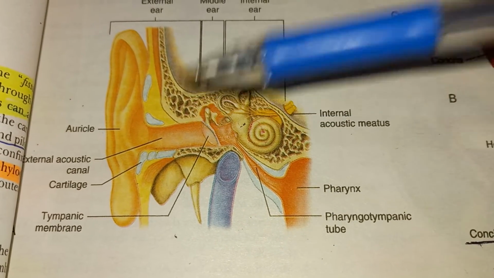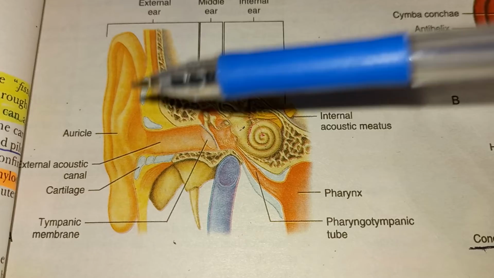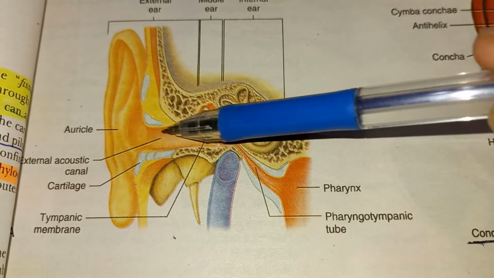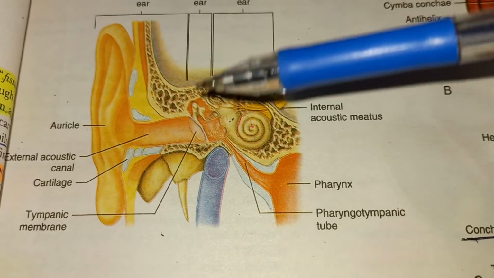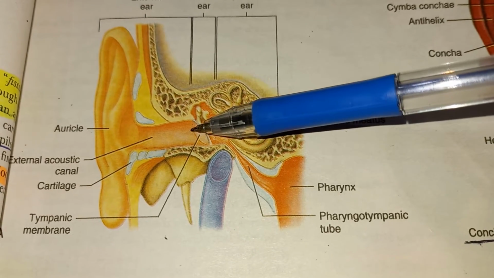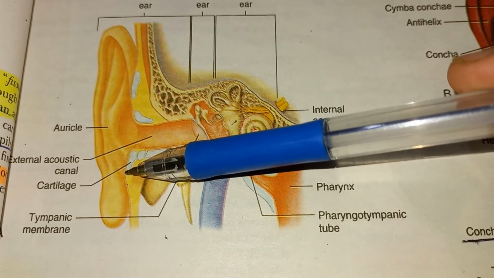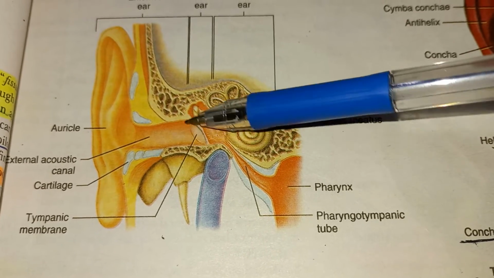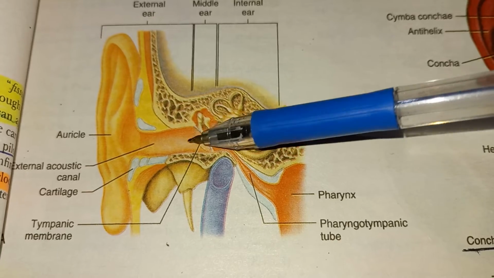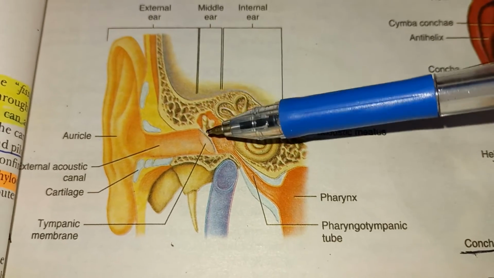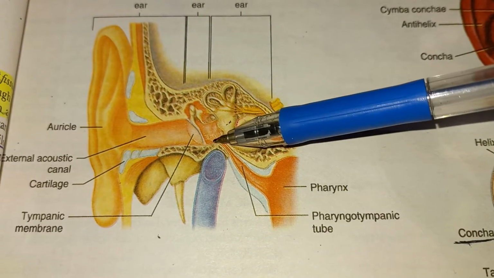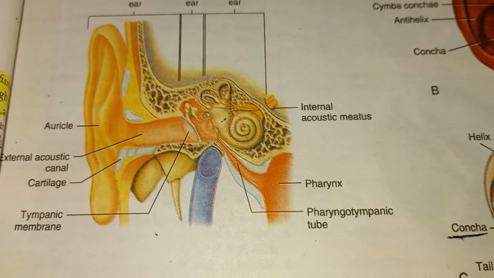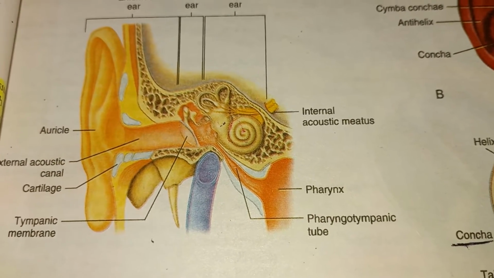Basically this canal is divided into two parts. The outer one third is the cartilaginous part, and the inner two-thirds is the bony part. The outer cartilaginous part is 8 millimeters, and the remaining bony part is 16 millimeters. So the total length of the canal up to the tympanic membrane will be 24 millimeters. So this is the external auditory canal.